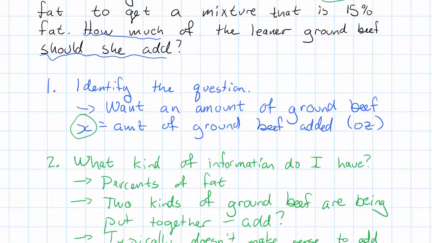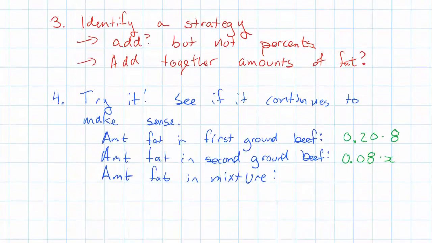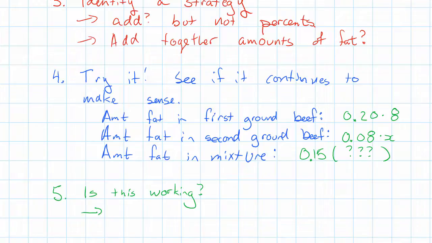Okay, what about the mixture? The mixture is 15% fat, but how much of it do I have? Uh-oh. It's going to be 15% of something. Okay. Does that mean this didn't work? Let's think. How do we decide if this is working?